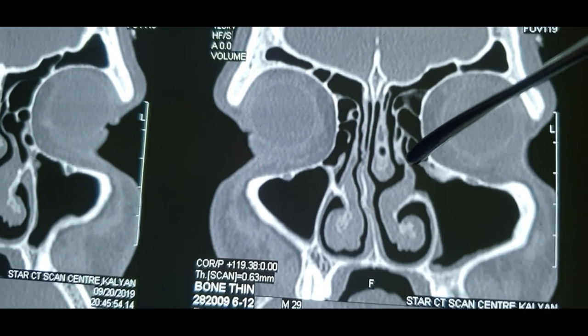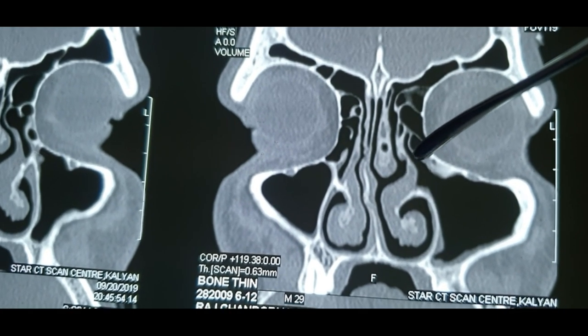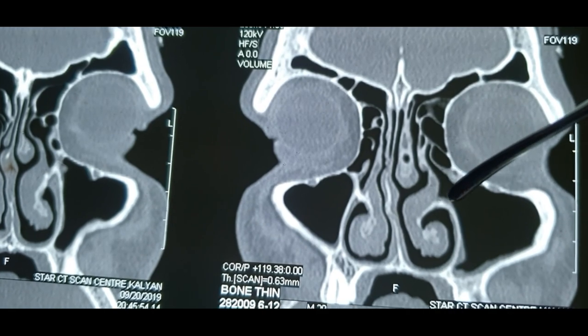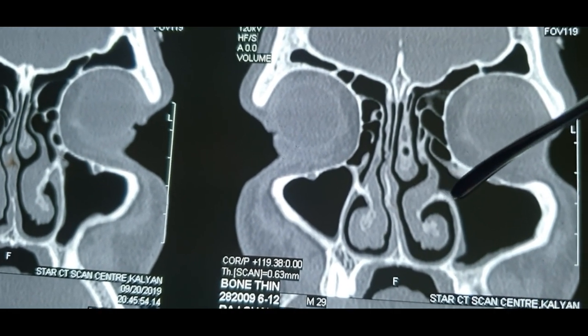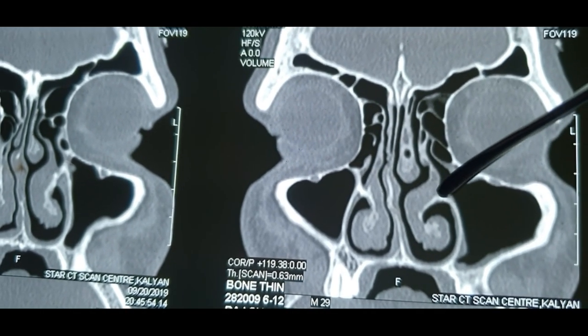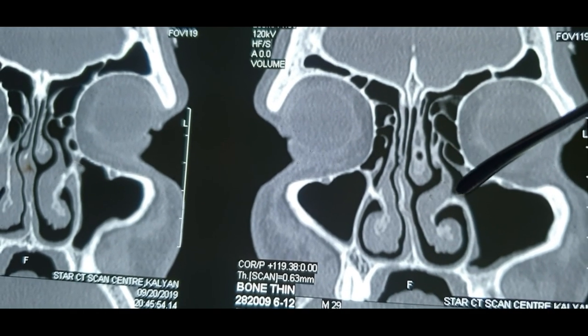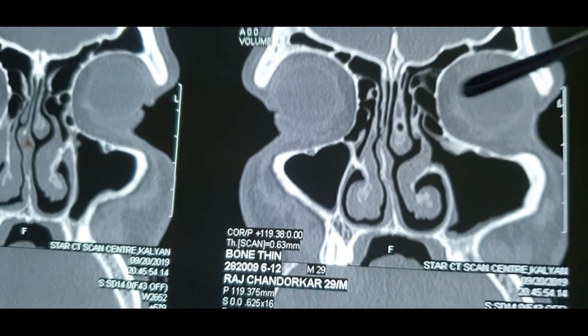This narrow tube-like structure you can see, which is very narrow and slender, that's the hiatus semilunaris inferioris, which opens up into a more wider space. You see this? The area where I'm circling right now is called the infundibulum. Now that infundibulum is a three-dimensional space. This was a two-dimensional, this is a three-dimensional, and this is the maxillary sinus proper.